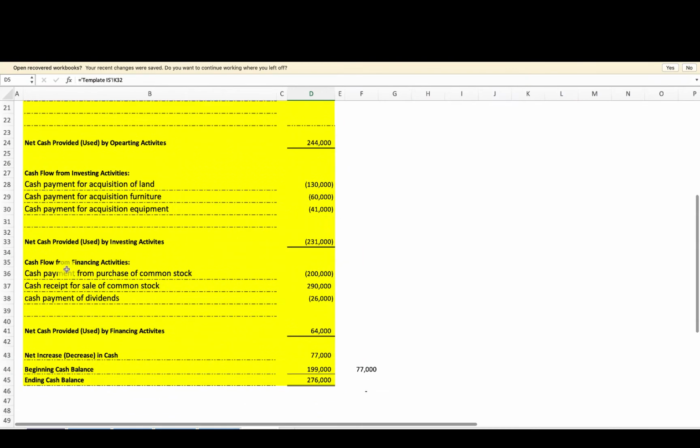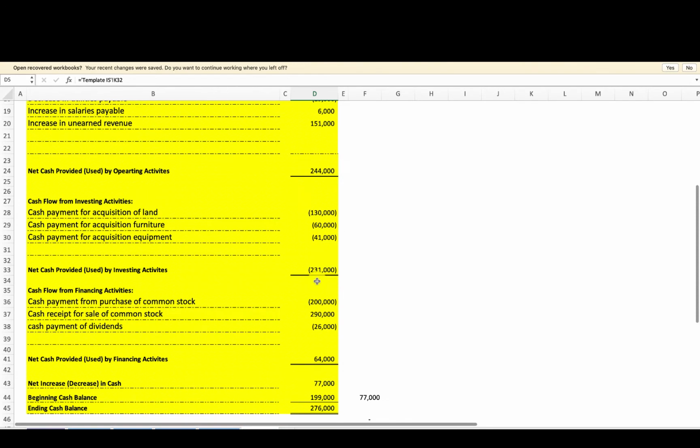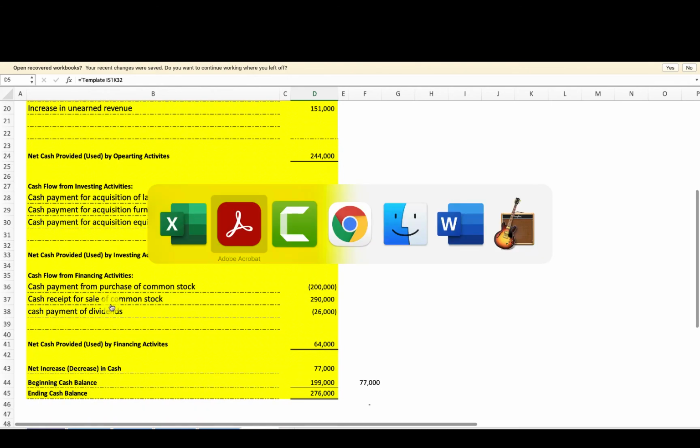When I go to my cash flow statement for investing, cash payment for the acquisition of land is negative $130,000. Payment for the acquisition of furniture, negative $60,000. Payment for the acquisition of equipment, negative $41,000. I add these three together and I get negative $231,000. So next I go to financing activities.